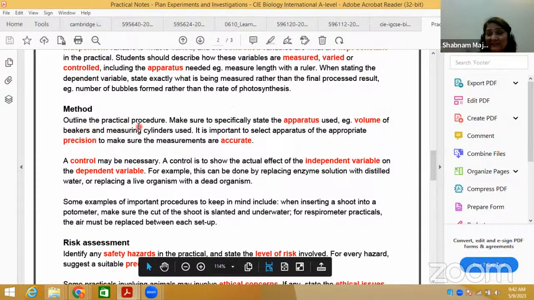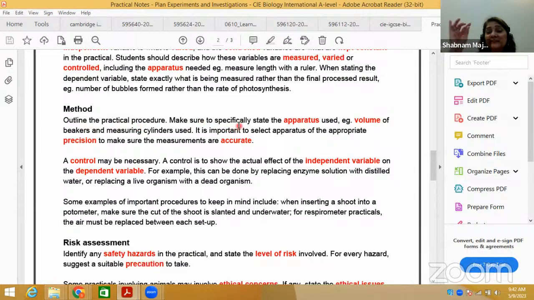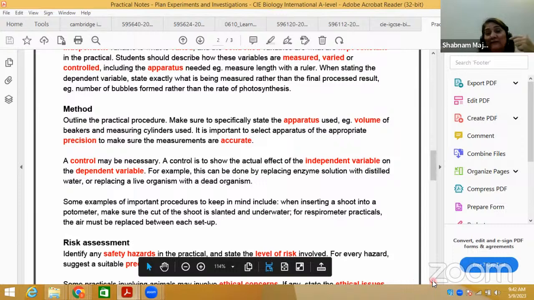Outline the practical procedure, very important. Make sure to specifically state the apparatus used, for example, the volume of beakers and measuring cylinders. Give the exact apparatus you are using, whatever measurements you are taking. It is important to select appropriate apparatus, and to see how precise your apparatus is to give you accurate readings. Very important.